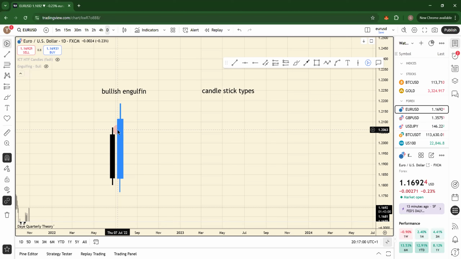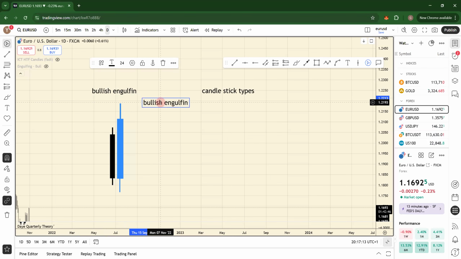Now, somebody should tell me in the comment section what this bullish engulfing means. What story does this bullish engulfing tell us? I'll move straight to the next one, which is the opposite. Let me have the answer in the comment section. The opposite of it is called a bearish engulfing.